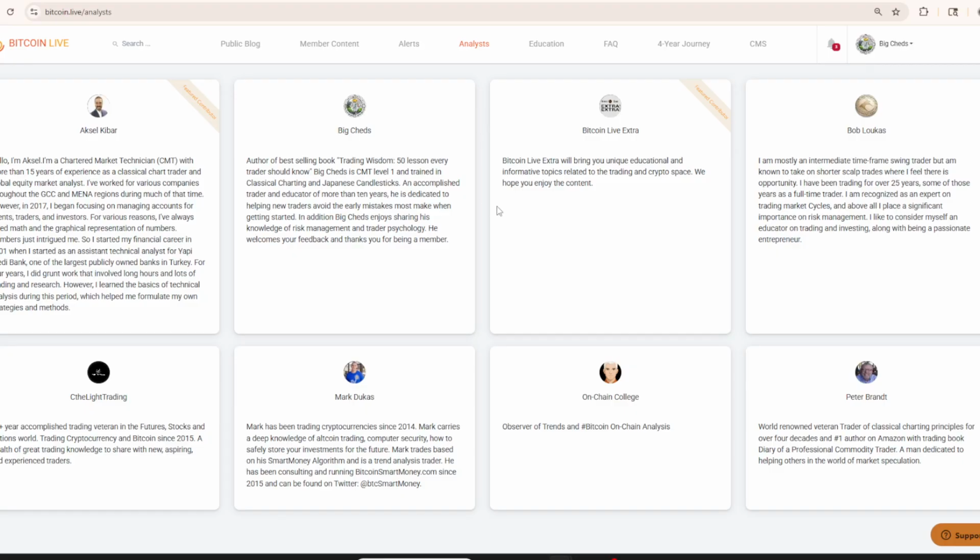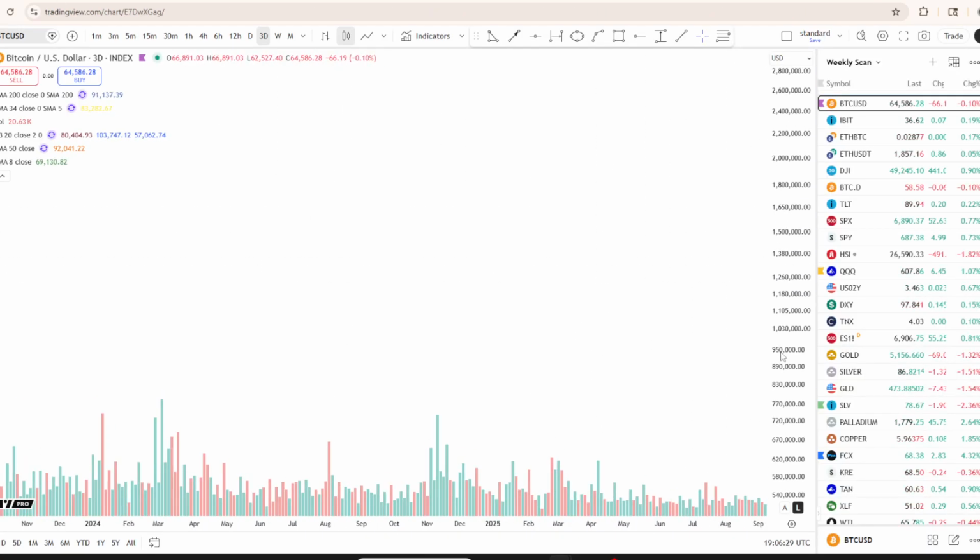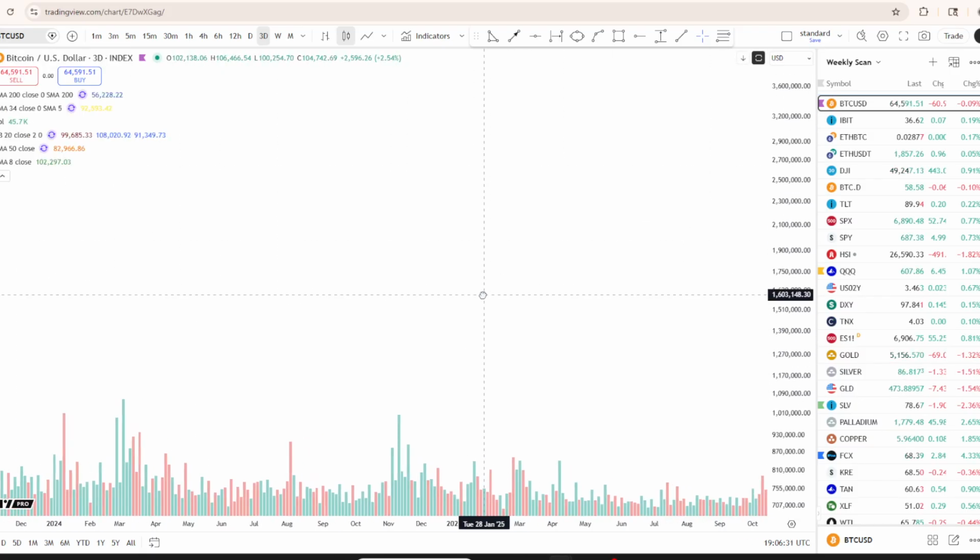For today's lesson, we're going to talk about a classical charting concept called time interval. Time interval, basically, it's along the lines of a prior video where I talked about price distance. But time interval basically tells you if enough time, enough price action has elapsed in between levels for it to be considered for price structure.